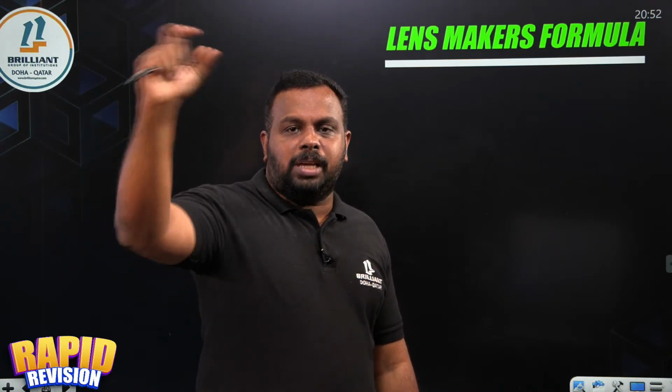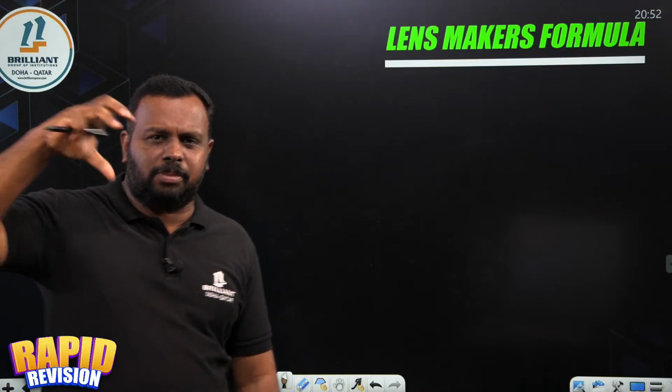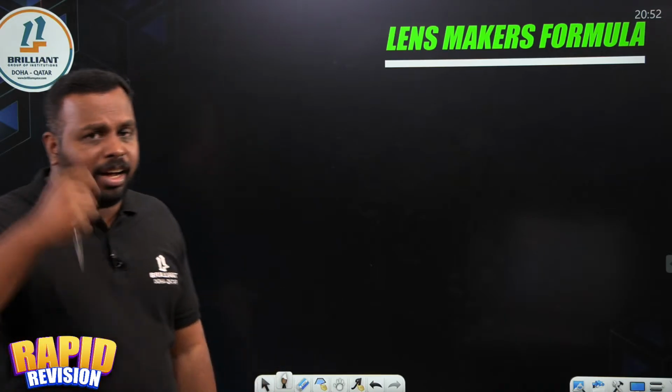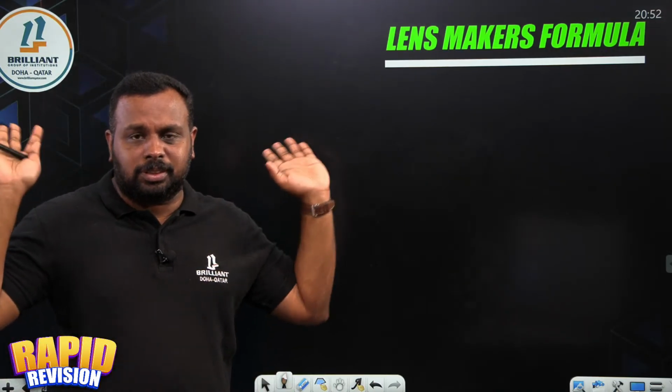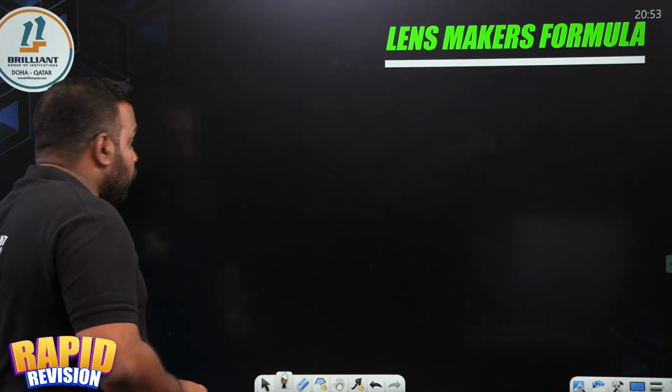What is that? The most important topic, the most important derivation of this chapter, is the lens maker's formula. Not only the derivation, there is scope for numerical questions from this lens maker's formula too. I think all of you studied this derivation. What is our final formula? How are we deriving the lens maker's formula?